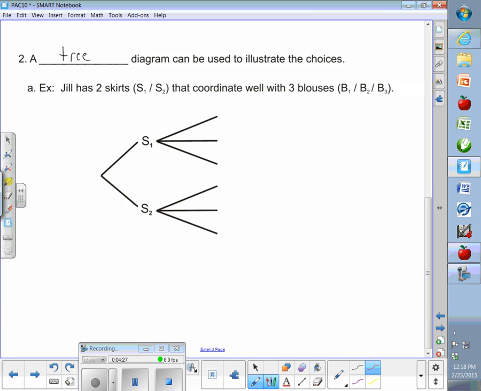So I already started the tree diagram for you. It starts at a point, and because there are 2 first choices, I have 2 lines coming from this point. The one was skirt 1 and the other was skirt 2. Now from each skirt, we have these 3 choices: blouse 1, blouse 2, and blouse 3. And not only do you have those three choices from skirt 1, you have those three choices from skirt 2.